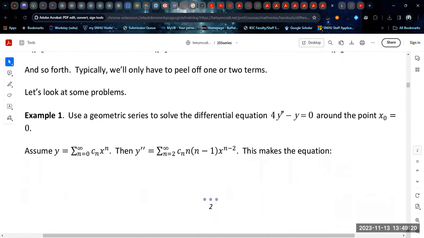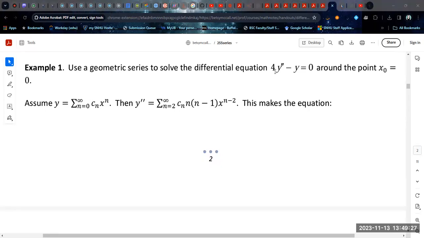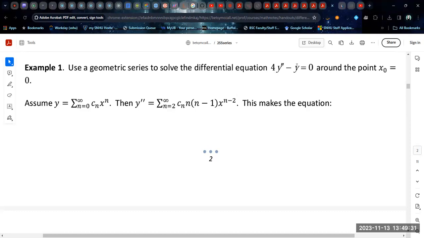Now let's look at some example problems. So I started as an example problem with something that we could actually solve by other means so that we can use it to check our answer. So we're going to try to solve this second order constant coefficient differential equation around the point x equals 0. So we're going to set our y equal to this summation, and since x sub 0 is 0, that expression just becomes x to the n. And so this is our sum.